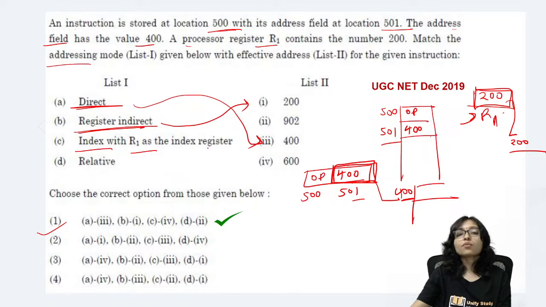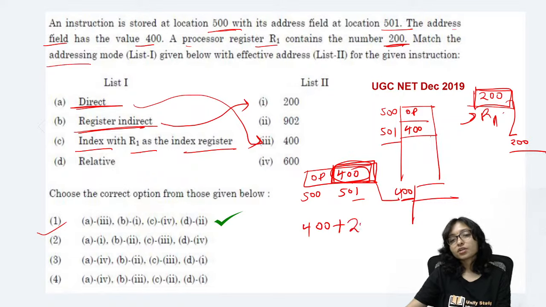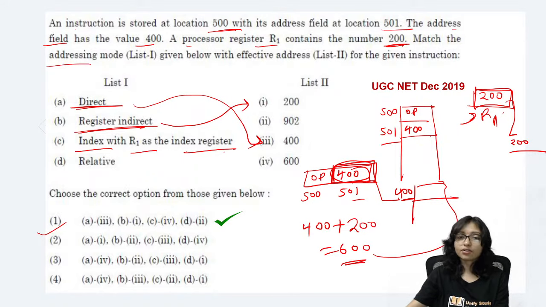Index with R1 as an index register. Here the value is already 400, plus the index register R1, that is 200. So that will be 600. So it will go to location 600 now. Effective address is 600 itself.